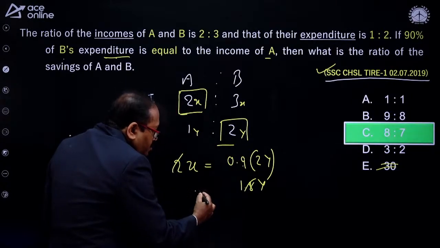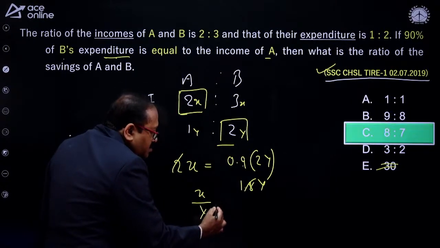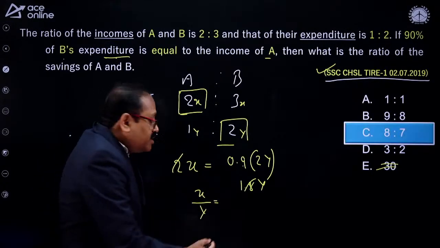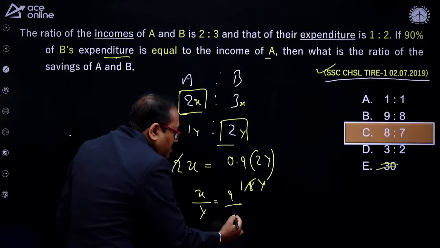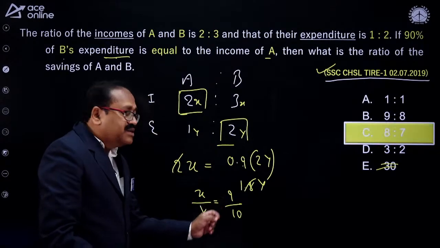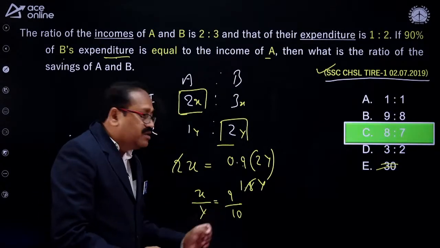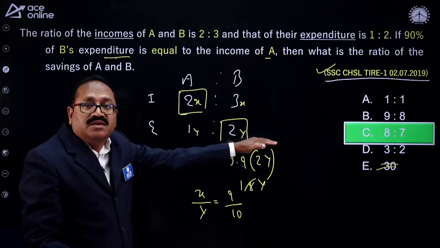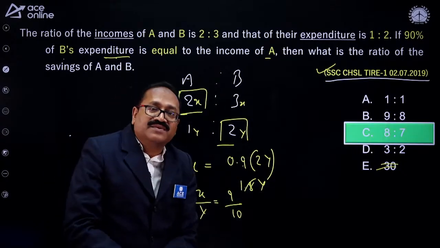Or you directly write down x by y is equal to 1.8 by 2, which is nothing but 9 by 10. So that is 9 by 10 is the ratio. Now replace the x value by 9 and the y value by 10 and subtract the expenditure from the income. We are getting the saving ratio.